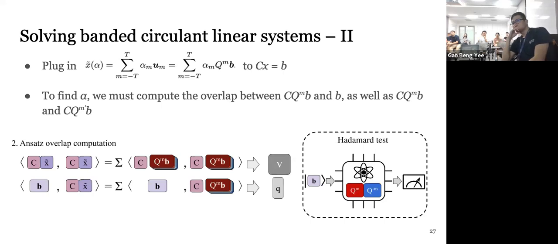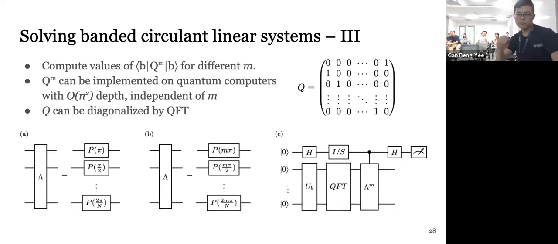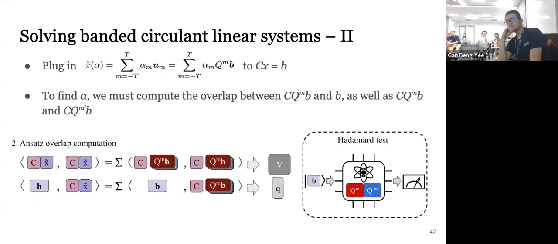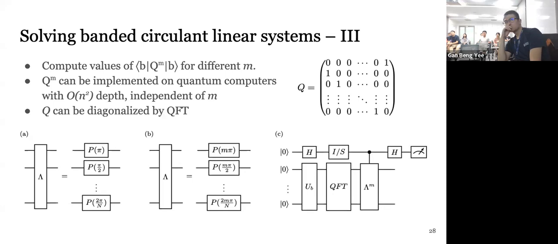Okay, so once we have this, we can compute alpha. So how do we compute the overlap between these two parts? This is a quantum subroutine called the Hadamard test, which could be used to measure this particular value right here. We compute the different values of the inner product of b with Q^m b, because C is also a polynomial of Q, so everything with the ansatz overlap can be written as some combination of b times Q^m times b.